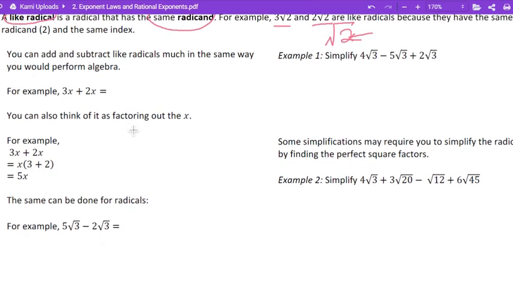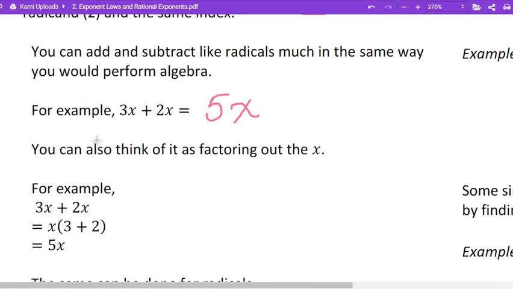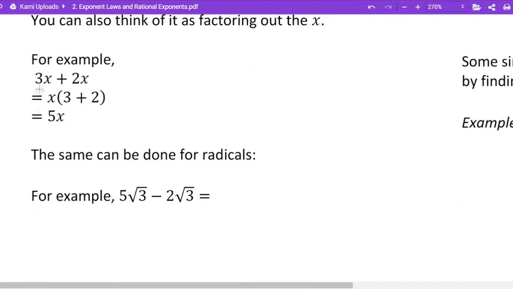Okay, so we know that we can add 3x and 2x, right? And that will give me 5x. And that is because they are like terms. So what we're really doing when we're adding those, we're actually common factoring, right? So when we have 3x and 2x, it's like I common factor out the x, and then I add what's left inside, okay?